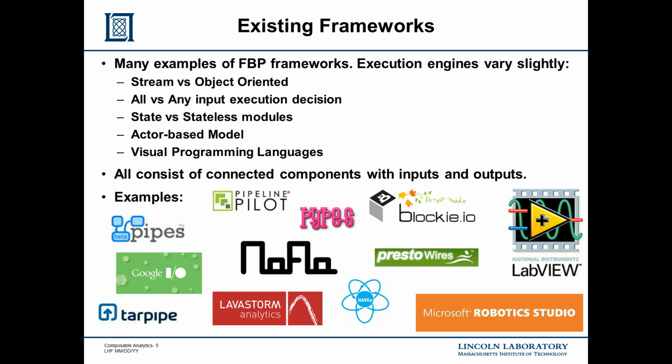So there's lots and lots of examples, but the execution engines that underlie all of these are usually slightly different. So some are more stream-based, where they're taking in just characters off standard in, or some are more object-oriented, where the information that's flowing between these components are actual objects. They might be tables or integers or strings, but they have more structure to them.